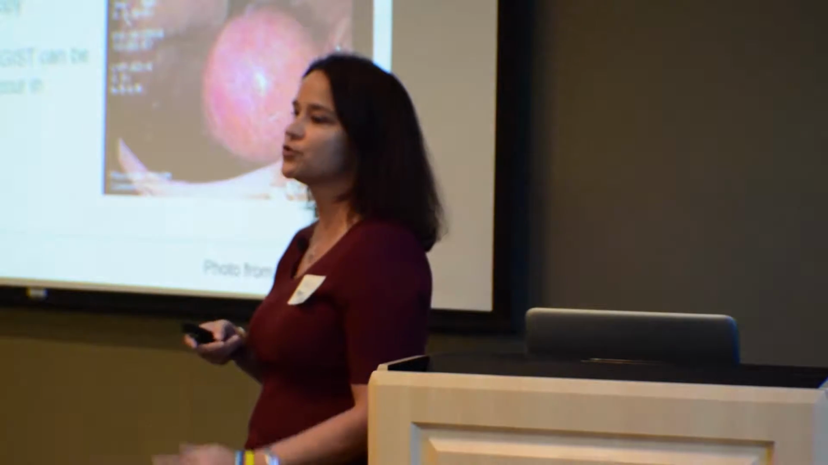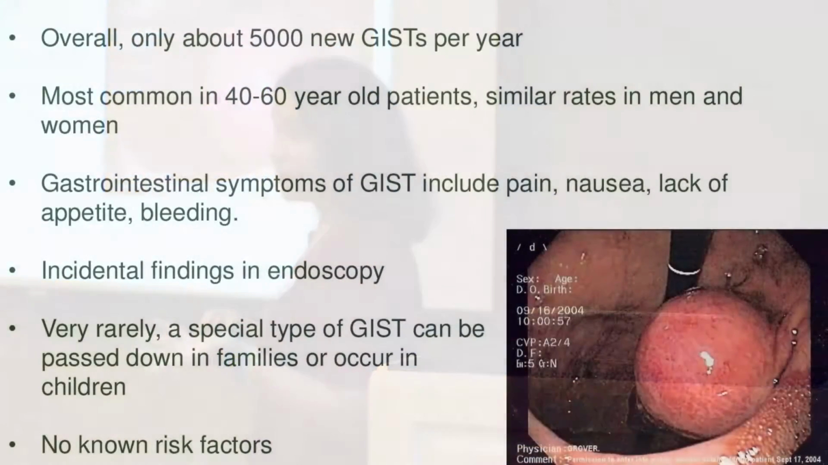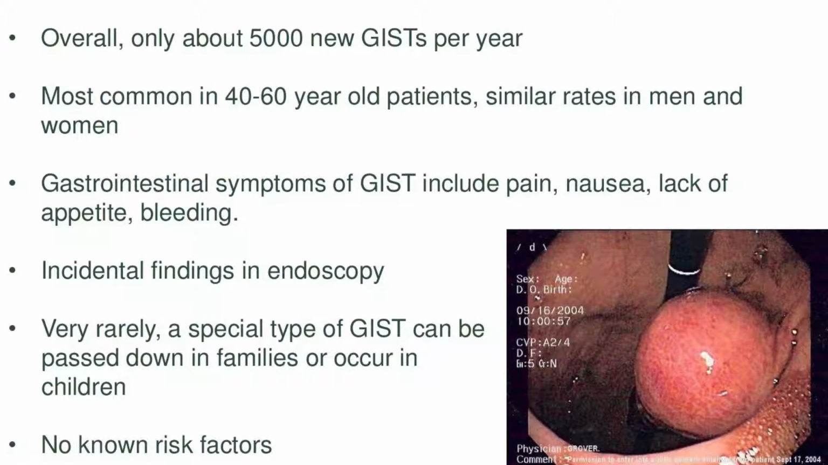So I'll back up a second. Who gets GIST? There's really only about 5,000 new GIST patients per year. They're very rare, as you can imagine. This is not breast cancer that we're talking about. Most common in 40 to 60-year-old patients. Men and women are about equal. There's a few patients that are kids, very, very young, completely different disease, and I'll talk about that a little bit.